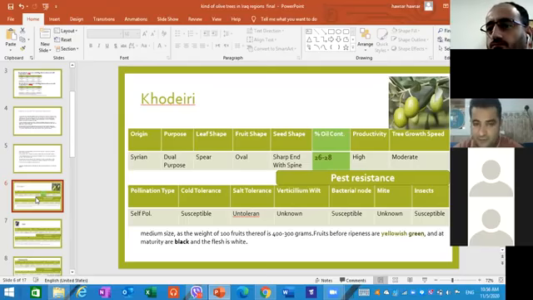About pest resistance, for example, Verticillium wilt is unknown. I don't get any information about it. About bacteria, it is not susceptible, about mites unknown, and about insects susceptible.